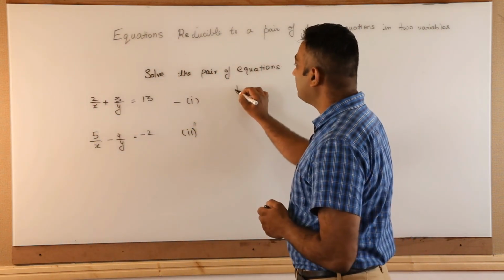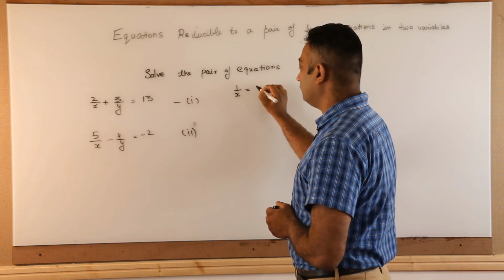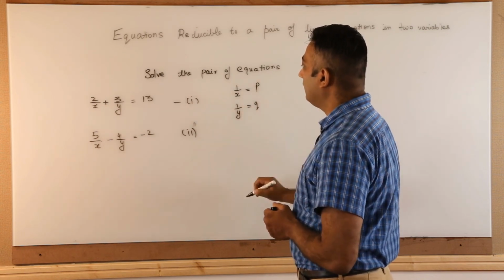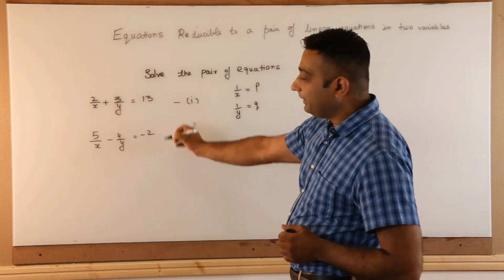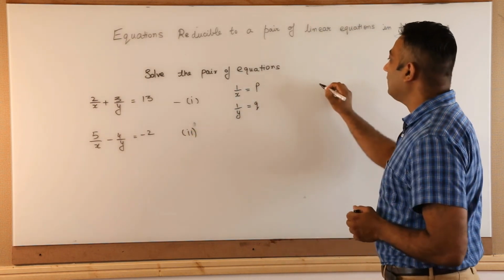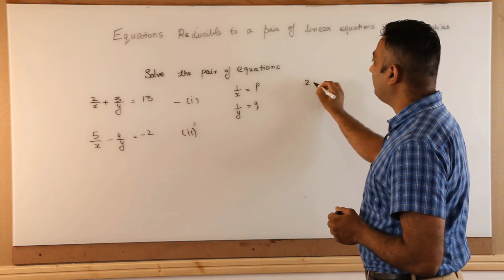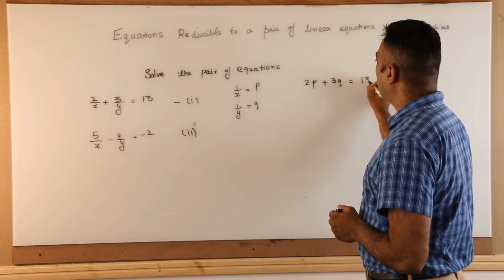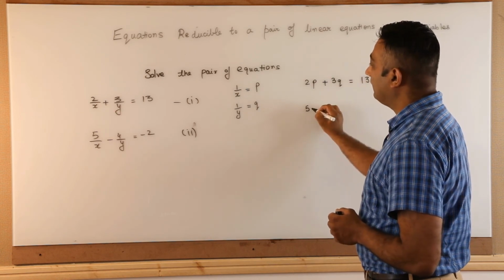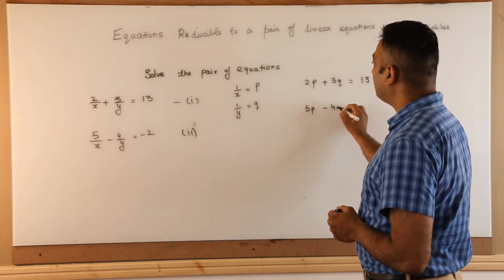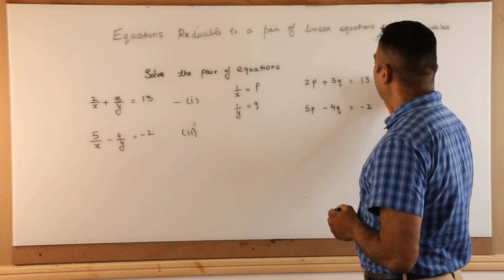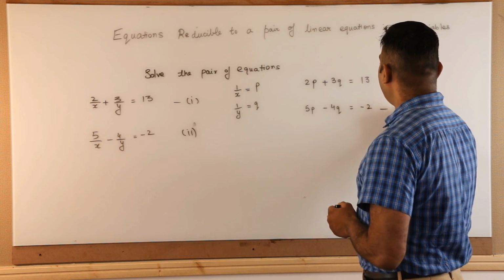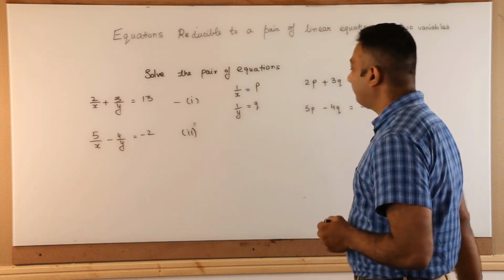Now we will substitute 1 by x equals p and 1 by y equals q, and the substitution will be done in both the equations, and these equations will be reduced to 2p plus 3q is equal to 13 and 5p minus 4q is equal to minus 2. And let us name these equation number 3 and equation number 4.